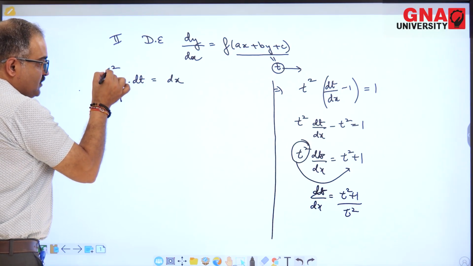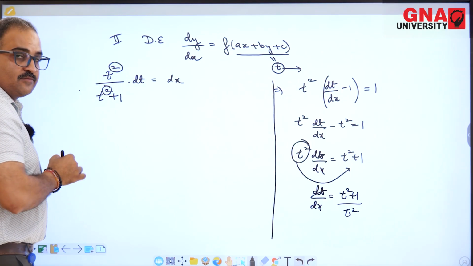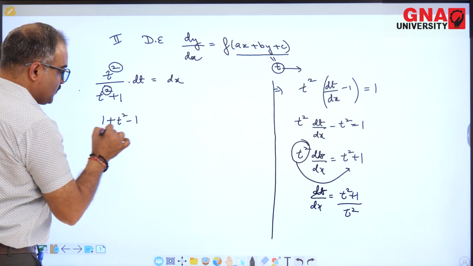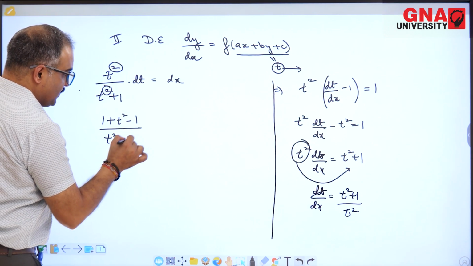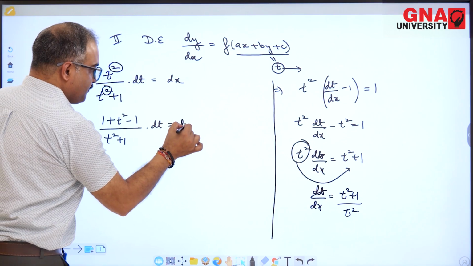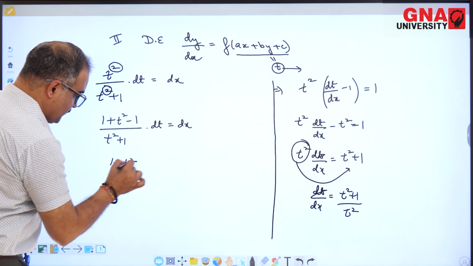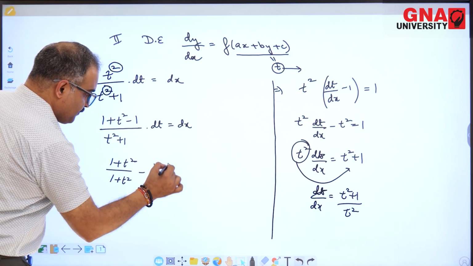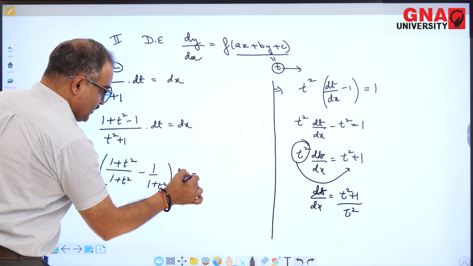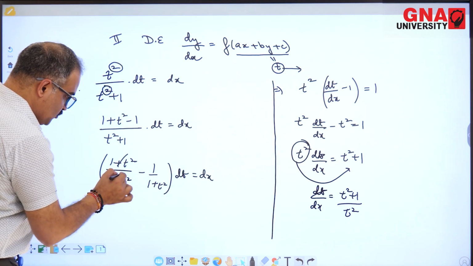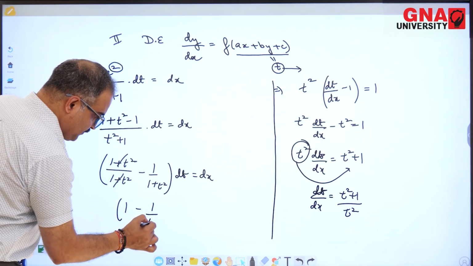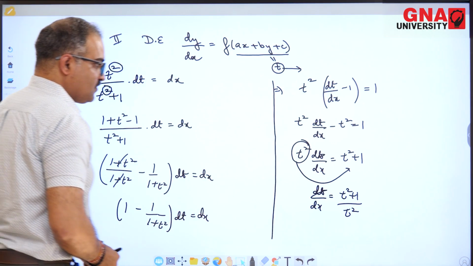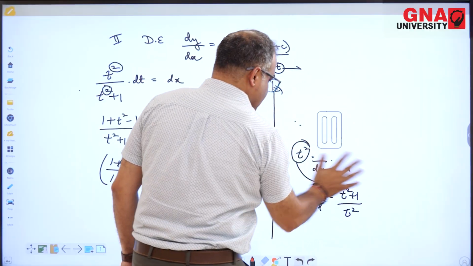Before doing that, we need to check the index of both of these terms, numerator and denominator, both are equal. So I use the property: 1 plus t square minus 1 over t square plus 1 into dt is equal to dx. So 1 plus t square over 1 plus t square, minus 1 upon 1 plus t square, into dt is equal to dx. Now these two cancel out. I got the value 1 minus 1 over 1 plus t square into dt is equal to dx. And now after this one, I'll integrate both of the sides.